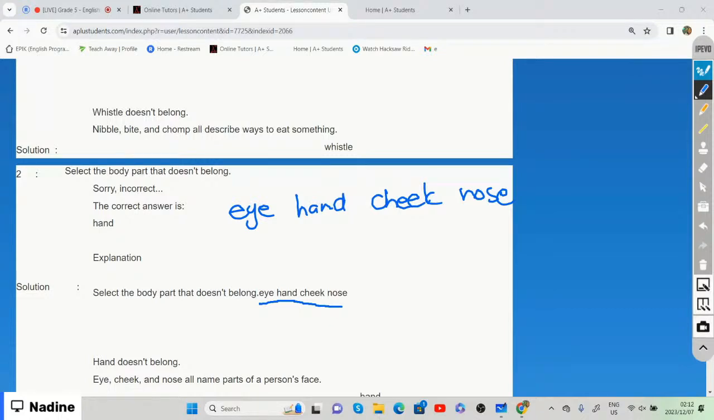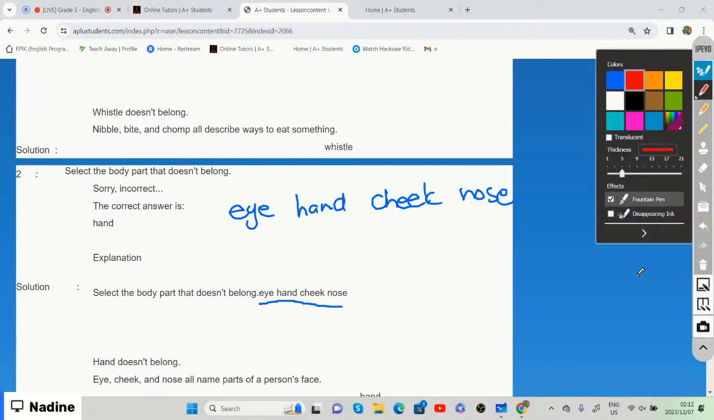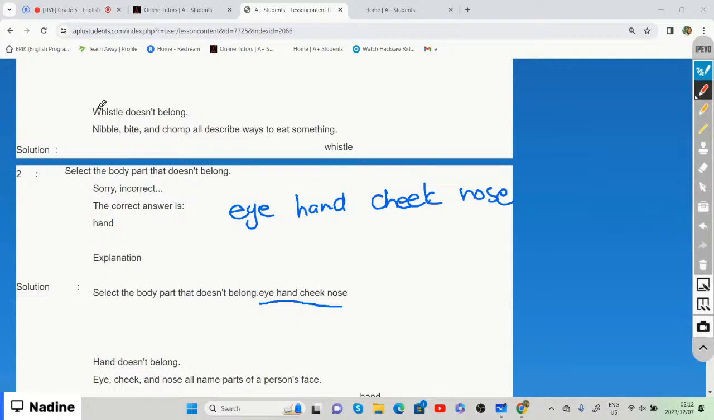So eye, hand, cheek, and nose. Yes. Well done. I also like how you gave a clear explanation, where you specifically say hand is not a body part of the face, right? So hand has got nothing to do with face. Hand is not on our face. We have eye that's on the face, cheek is on the face, and nose is on the face. So well done. Hand does not belong.